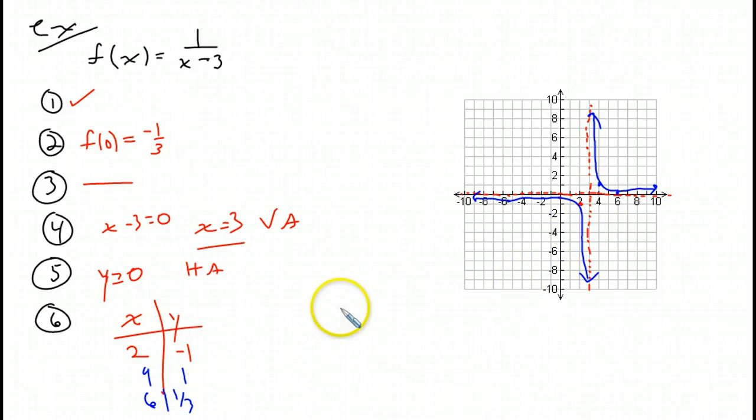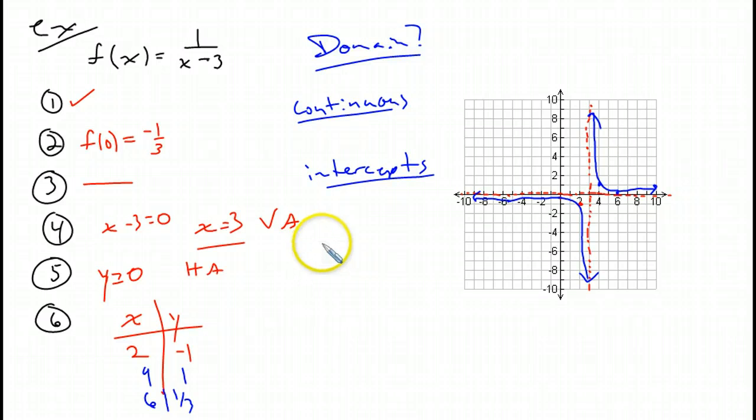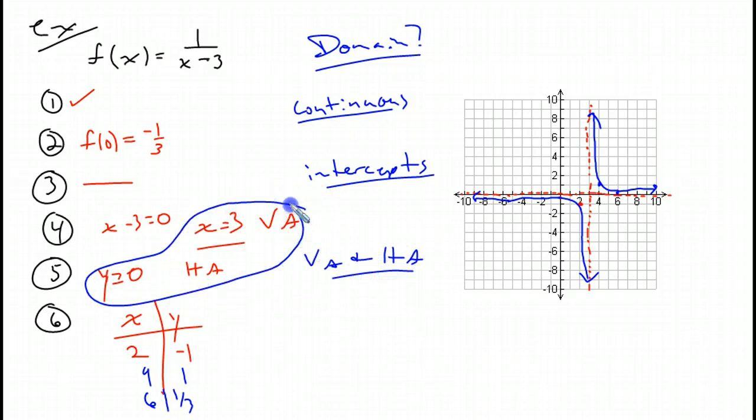And that's your graph. Okay, say we want to know the domain, and we want to know if this thing is continuous. You also want to know what the intercepts are. That includes both the y and the x-axis. Last thing that it'll ask you for is the vertical asymptote and the horizontal asymptote, which really we've already found. Right, those two things right there.